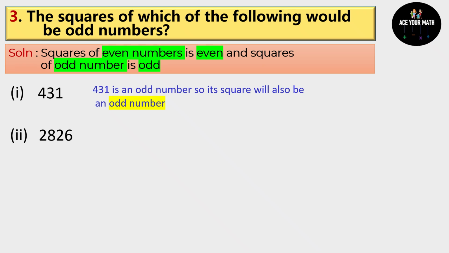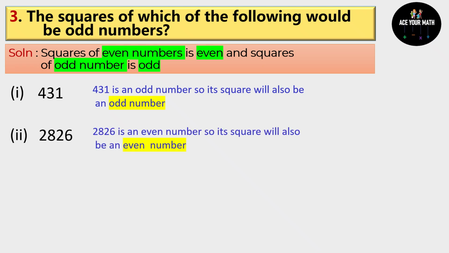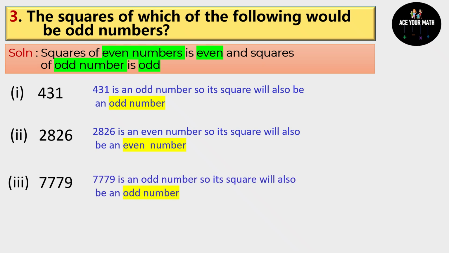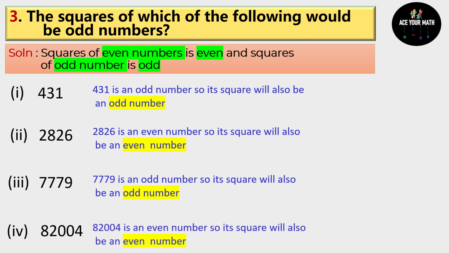It is 2826. It is ending with 6. 6 is an even number. So the given number is an even number. So its square will be even only. So the same reasoning you will write, that 2826 is an even number, so its square will also be an even number. Third, it is 7779. It is ending with an odd digit, so the given number is odd, so its square will be an odd number only. Okay. Now the fourth one is 82004. So 82004 is ending with an even number, so the given number is even, so its square will be even only.